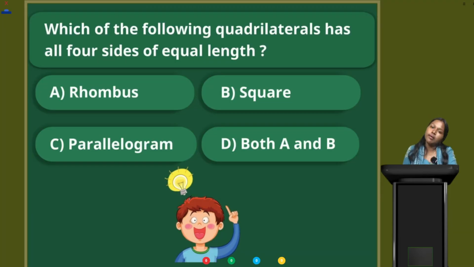Now another question time. Let's see how many of you are able to answer this question. Which of the following quadrilaterals has all four sides of equal lengths? Very easy question. Your options are rhombus, square, parallelogram, both A and B. So I am giving you 30 seconds because this is very easy. All of you think carefully and give the answer. Which one do you think is the more appropriate answer? You give your answer. Your time is almost up.